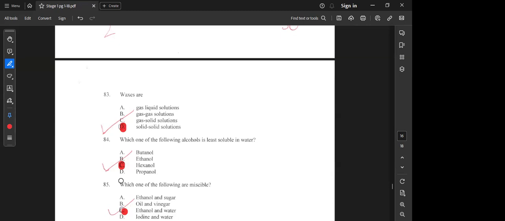Somebody has shared a photo on the group with examples of the mineral waxes and the petroleum waxes.